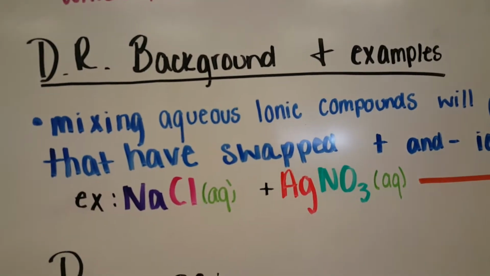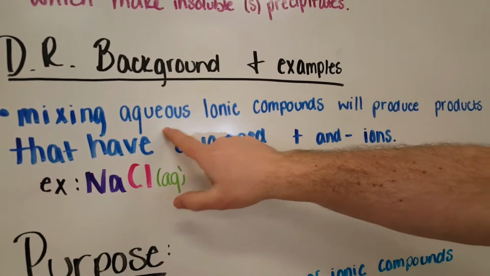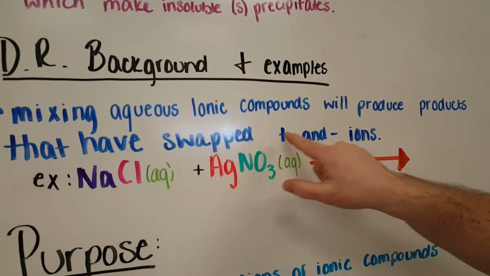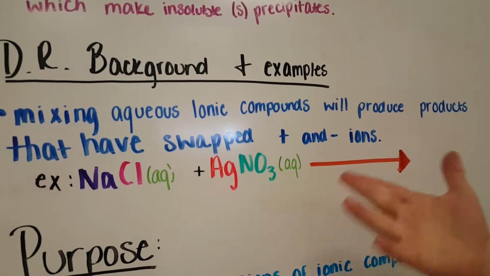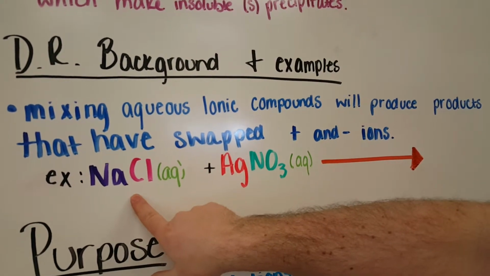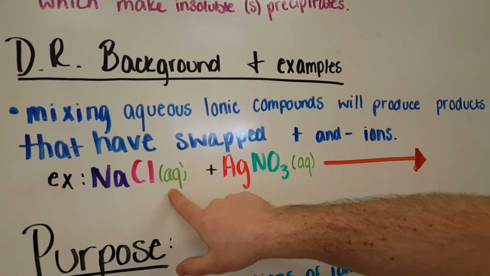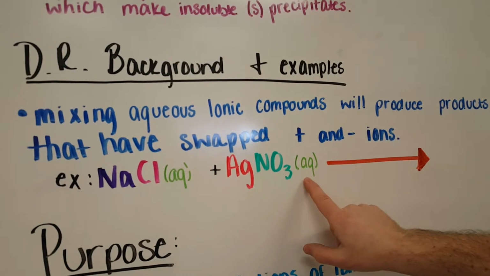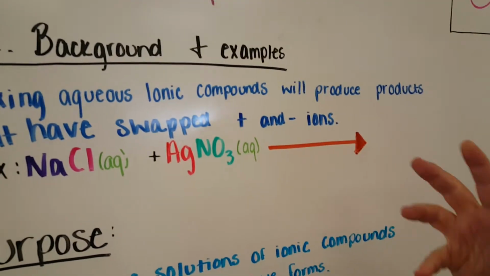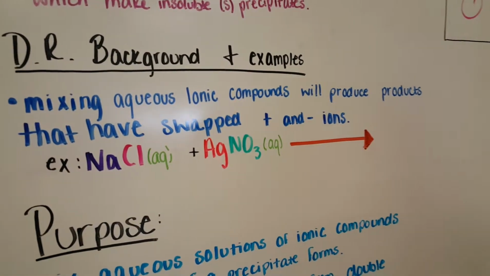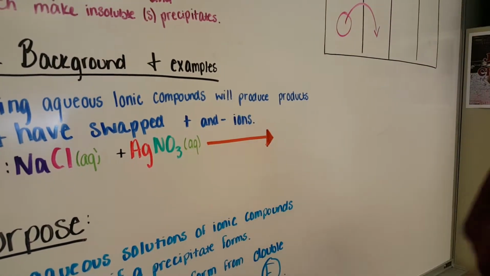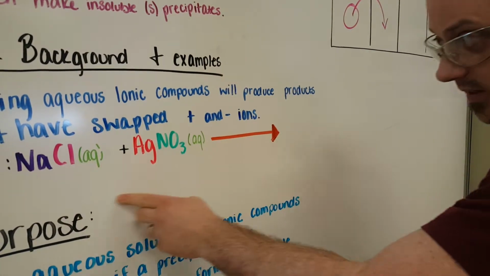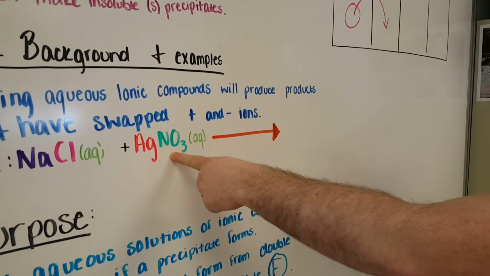When we mix aqueous solutions of ionic compounds, they're going to produce products that have swapped the positive and negative ions. So for example, sodium chloride, table salt, dissolved in water, combined with silver nitrate, a special chemical dissolved in water, is going to make something. And we have to predict what it's going to make. When we do a double replacement reaction, we take the positive ion from one compound and combine it with the negative ion from the other.